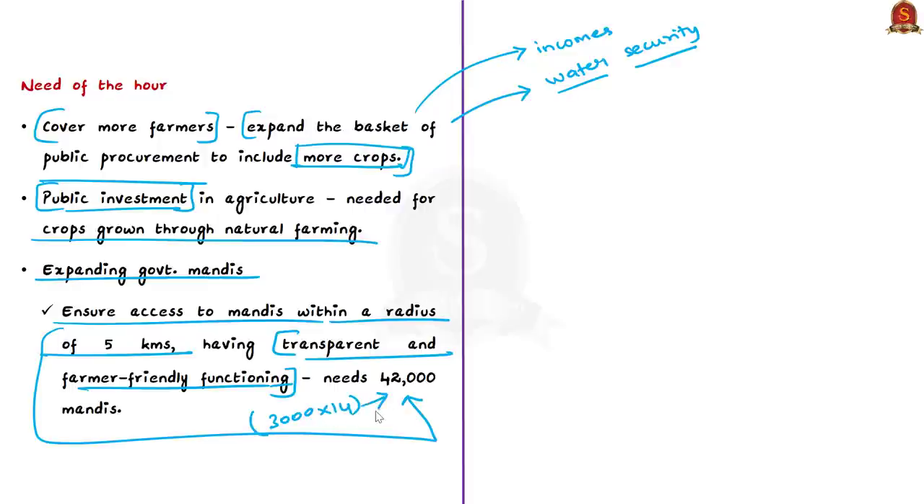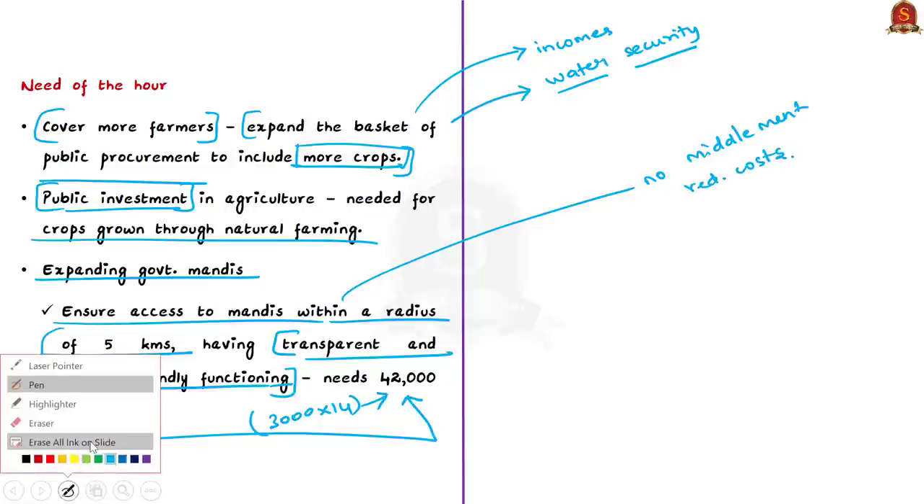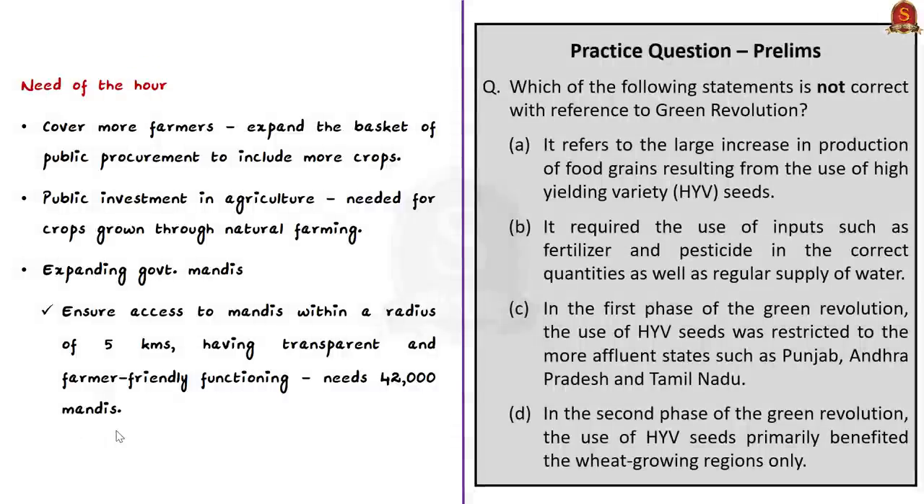Now, why do we have such a geographical criterion for mandis? This is to ensure that there are no middlemen and also that there is reduced transportation and other costs. So these measures are suggested to ensure the welfare of farmers. So this is some of the information with reference to the analysis of this news article.